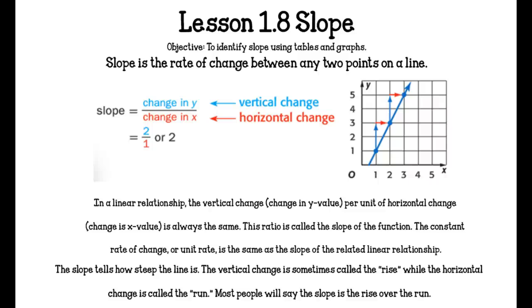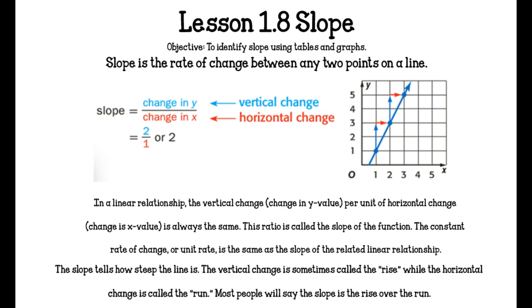Okay, lesson 1.8, we're learning about slope, which is one of my beloved topics that I just get so excited about when I get to teach about it. Our objective is to be able to identify slope using tables and graphs. Slope is the rate of change between any 2 points on a line. Slope is the change in y versus the change in x.